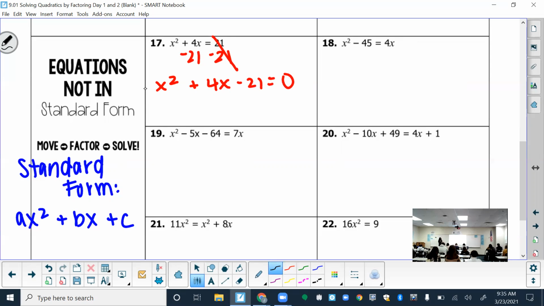So how can I factor this left side of the equation? What method can I use? Good. I'll write it over here. So set up your diamond. We have negative 21 on the top and 4 on the bottom. What are two numbers that multiply to negative 21 but add to 4? 3.